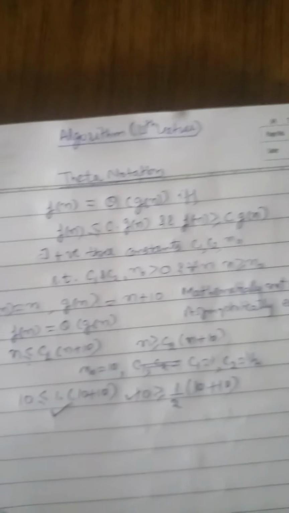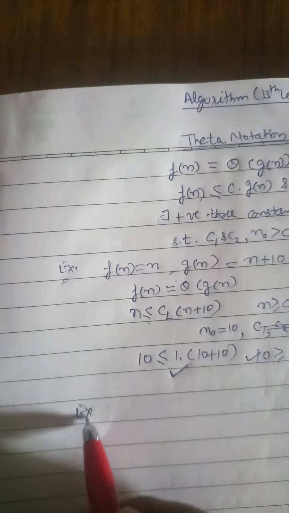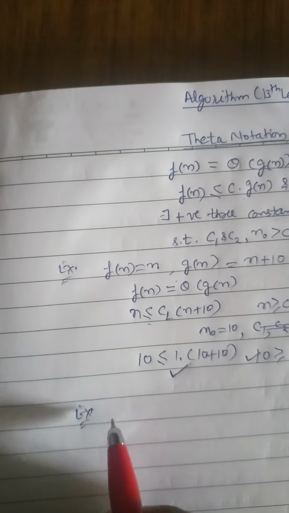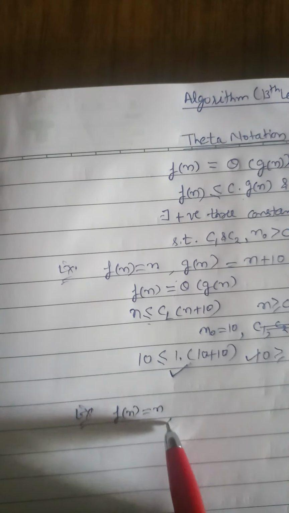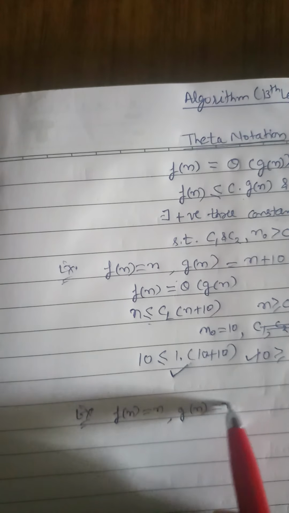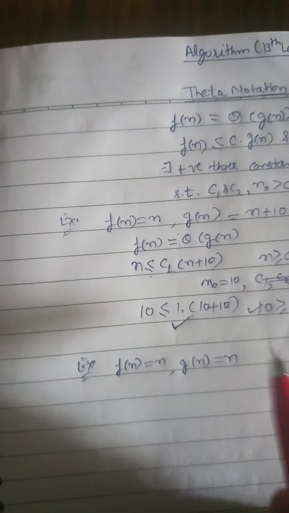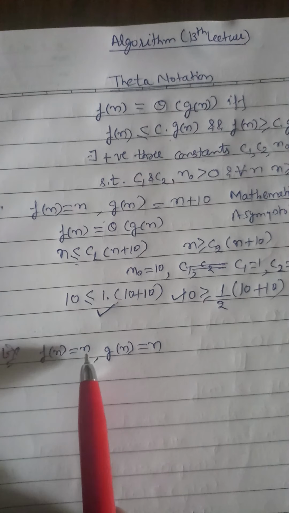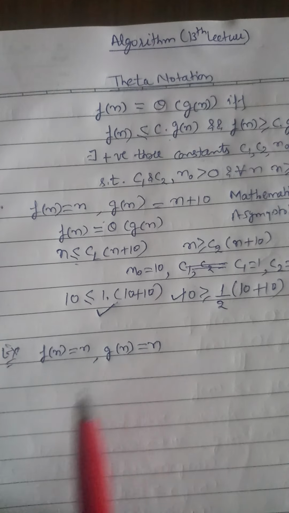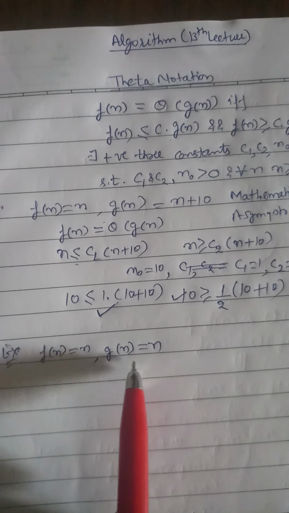Now move to the next example. Suppose we have f(n) equal to n and g(n) equal to n. Are they both mathematically equal and asymptotically equal or not? Let's see. Mathematically they are equal. We can clearly see f(n) is n and g(n) is also n.